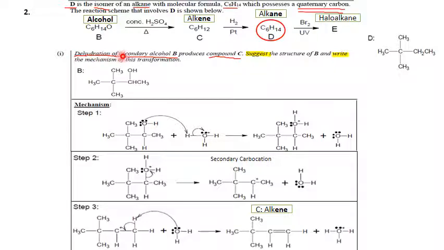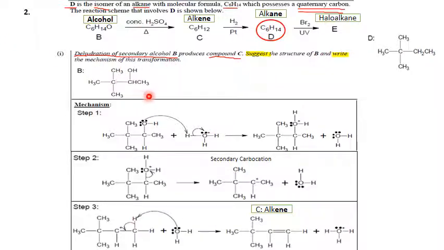Okay, dehydration of secondary alcohol B. So from here, B is a secondary alcohol. You have to check from D how I can form a secondary alcohol. Here is primary. If C over here is also primary, meaning that the OH is over here, it is secondary. So this is the structure B. It produces compound C, which is an alkene. Suggest the structure of B and write the mechanism of this transformation.